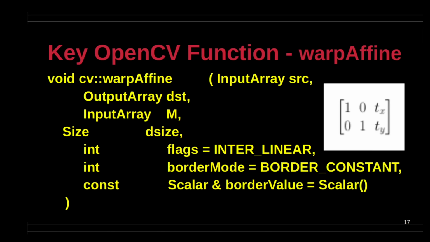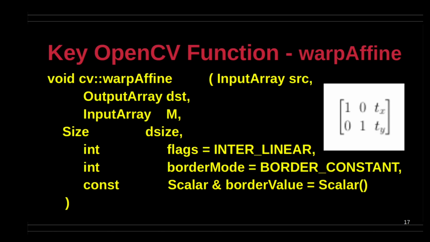If the border mode is equal to BORDER_TRANSPARENT, then the pixels in the output image corresponding to the outliers in the source image are not modified by the processing in the warpAffine function. Border value is applicable when there is a constant border. The warpAffine function effectively applies the translation transformation to each pixel in the image.